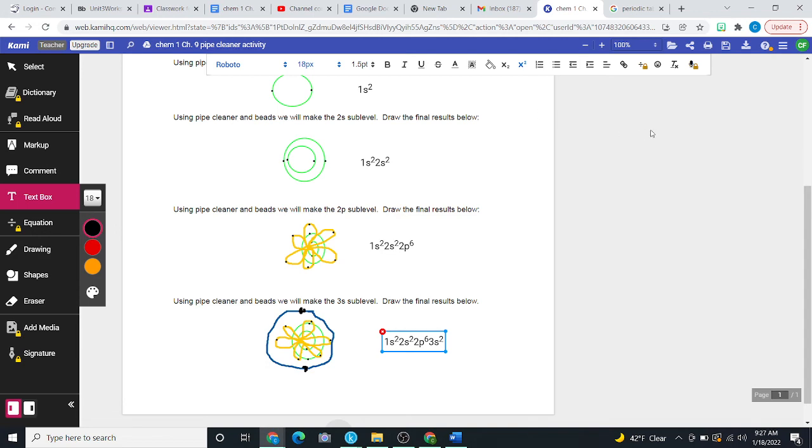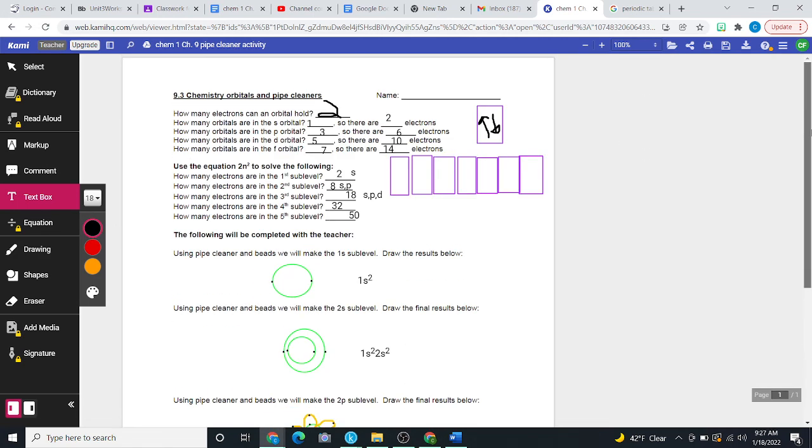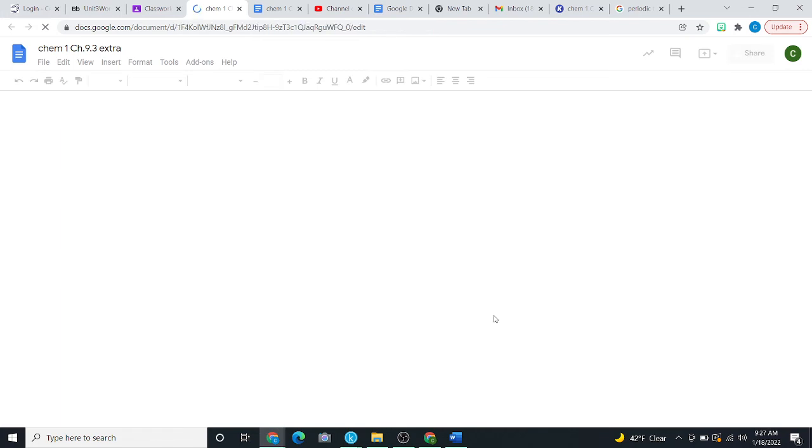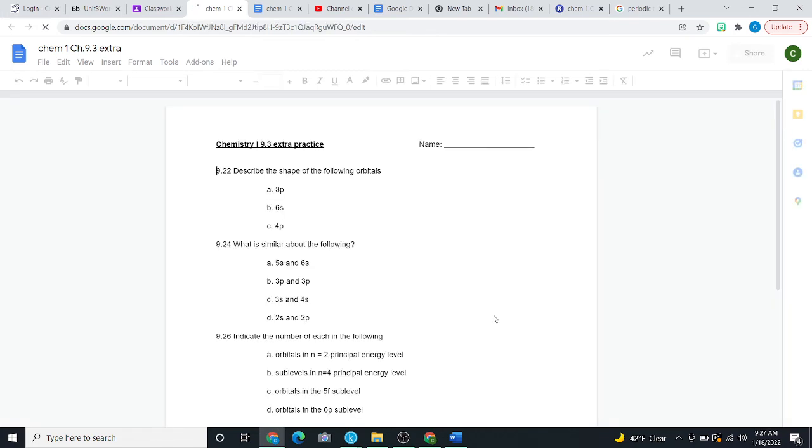All right, so this is just kind of a guide to help you out. It was more there because kids were struggling so much with this. I wanted to visually be able to show you and have you guys build this. Okay, now as far as your classwork, 9.3 worksheet, use this to help you. Use your notes to help you.